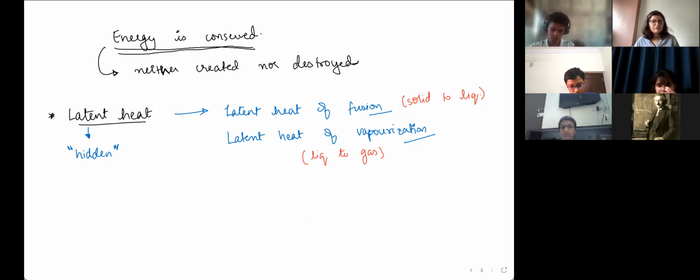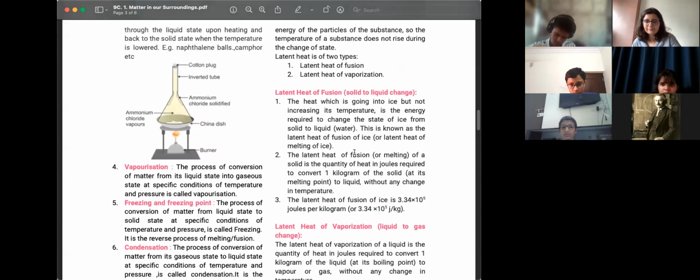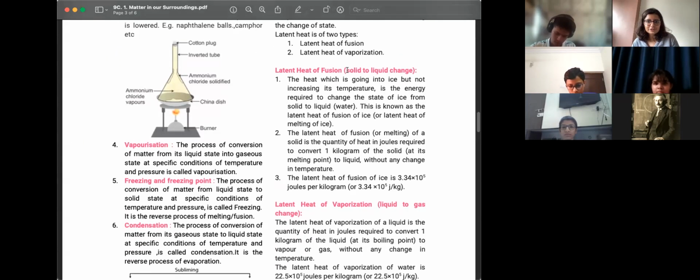Okay. For the formal definitions, I'll open the chapter notes so you can write it down from there. We have the books, we can write from that. Oh yeah, if all of you have it, absolutely. I'll tell you exactly what to write. So latent heat of fusion. Fusion is for solid to liquid change. For the definition, write down point 2.